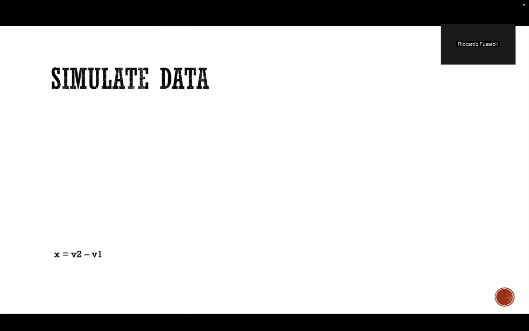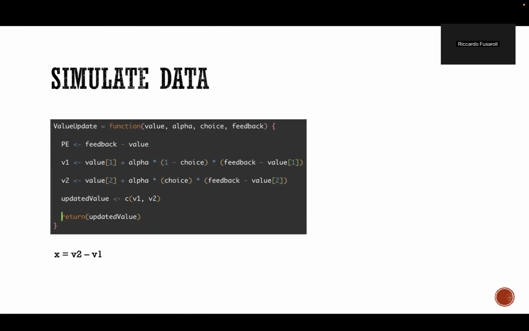So now we want to simulate data. We have a value update formula, which I showed the other time. I'm not going to go too much through that. I'm just going to remind you prediction error is feedback minus expected value. V1 is the value of choosing 0. V2 is the value of choosing 1, if we're modeling things as binomial. And these 1 minus choice and choice terms are just ways of making the value of 0 update only when the choice is 0, and the value of 1 only update when the choice is 1.